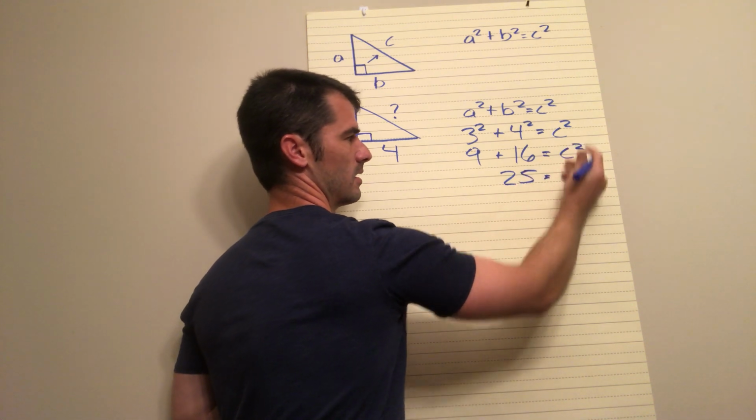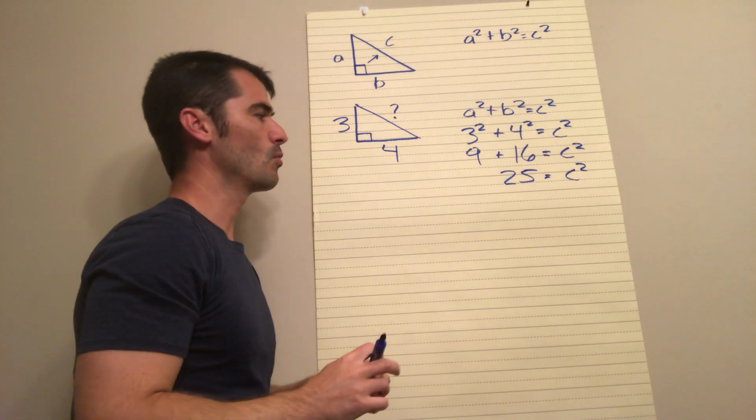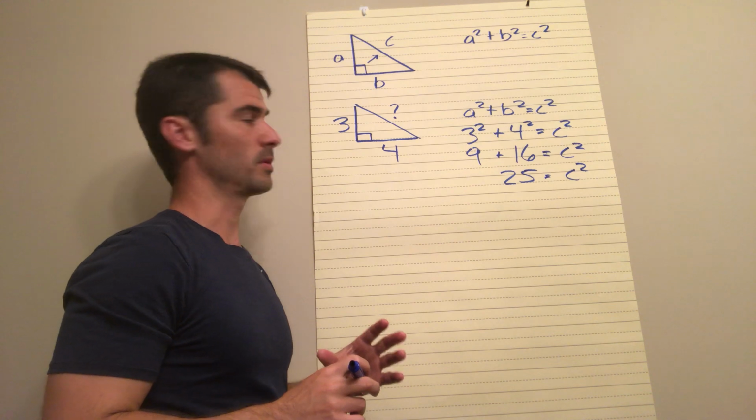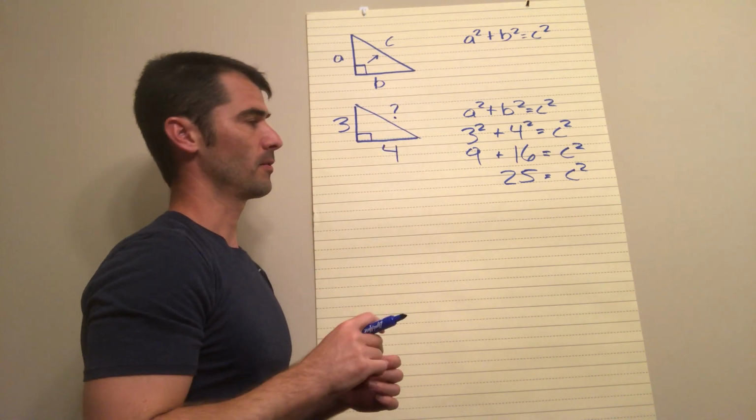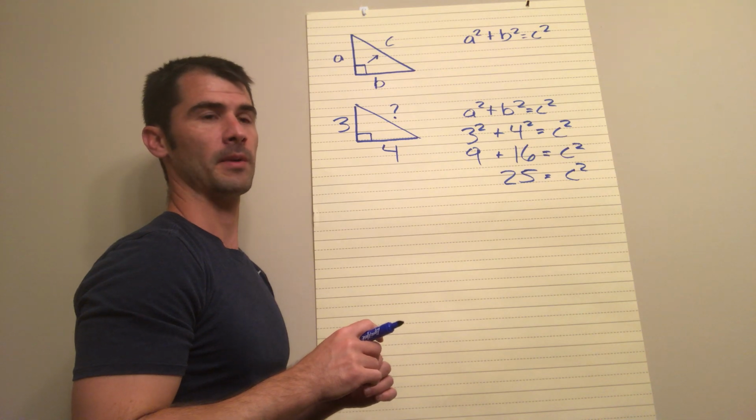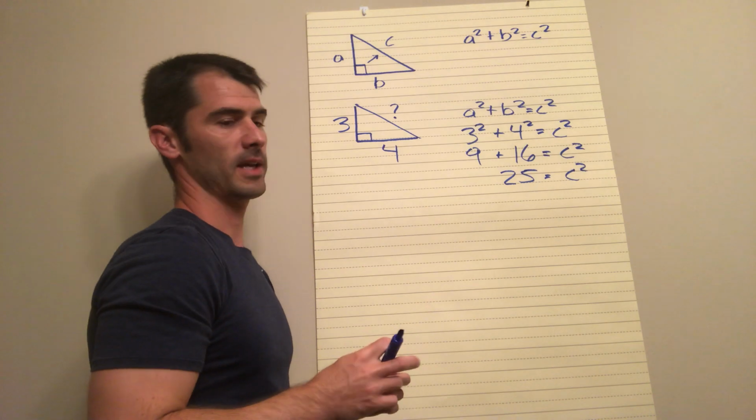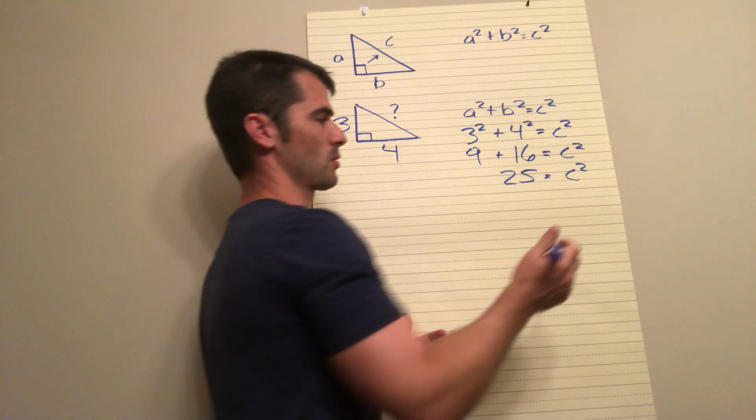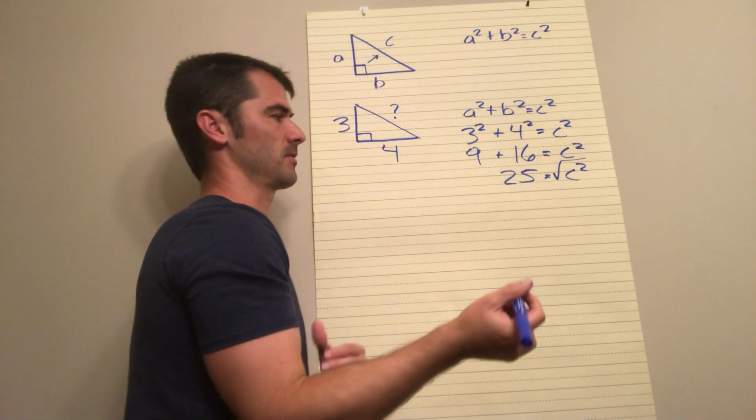Equals C squared. Now there's no more basic math I can do, so now all I'm trying to do is get this C by itself, which is originally what I was trying to do. If you remember back, I think when we did quadratics was our first time dealing with squared. So we had C squared, and if I want to get that C by itself, I do the opposite of squaring, which is square root.